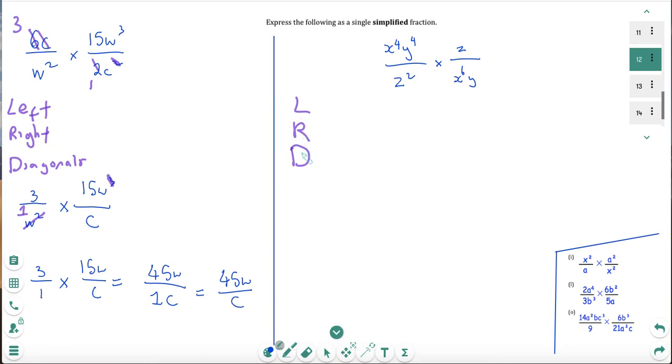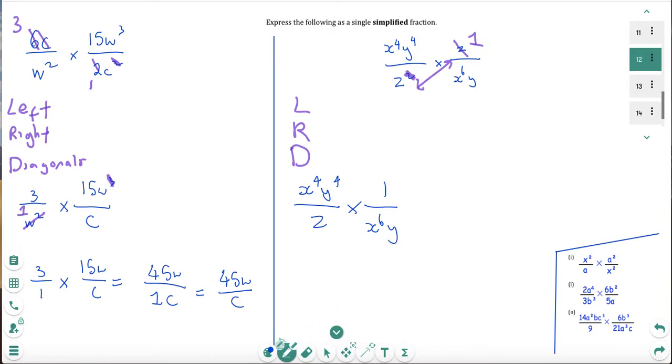So left, right, diagonal. Let's look at this diagonal first. Ooh, z squared, z. There's one z in common. I'll cancel out, I'll get rid of this z. If it's empty, just put a 1. And we'll get rid of one of the z's here. Let's write out what we have so far: x to the power 4, y to the power 4 over z times 1 over x^6 y.